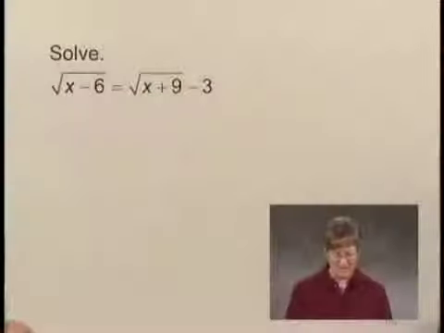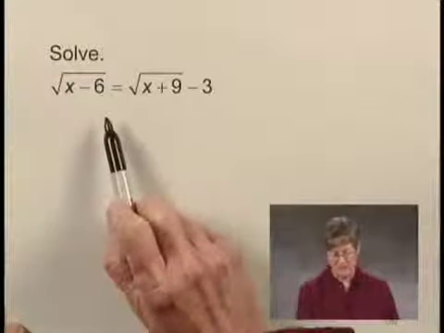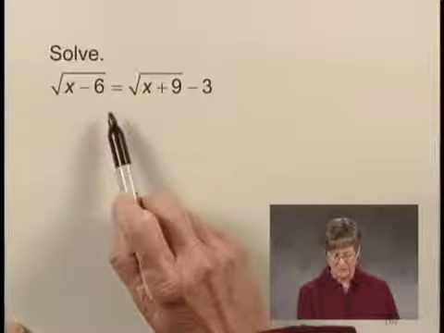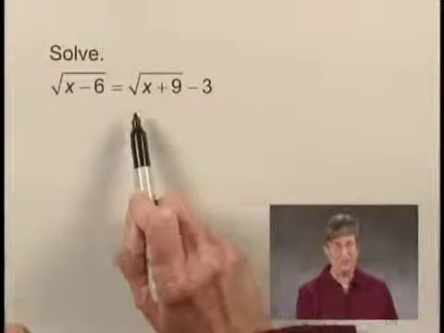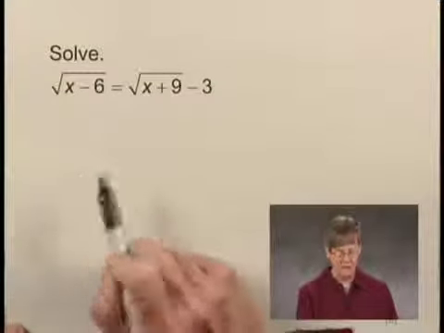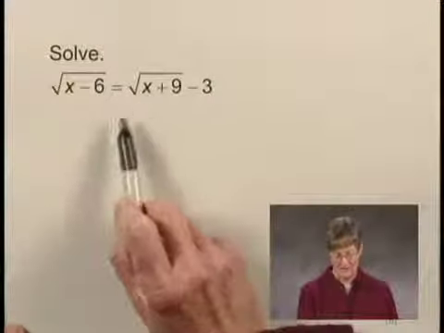We'll solve this radical equation: the square root of x minus 6 equals the square root of x plus 9 minus 3. Now, when we have an equation that involves more than one radical, for instance, this one involves two radicals, we always want to first isolate one of the radicals on one side of the equal sign. And actually, the way this equation is written, that's already been done.